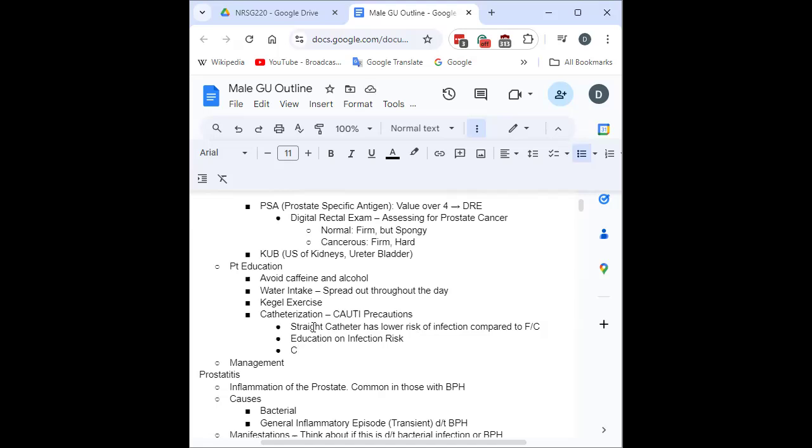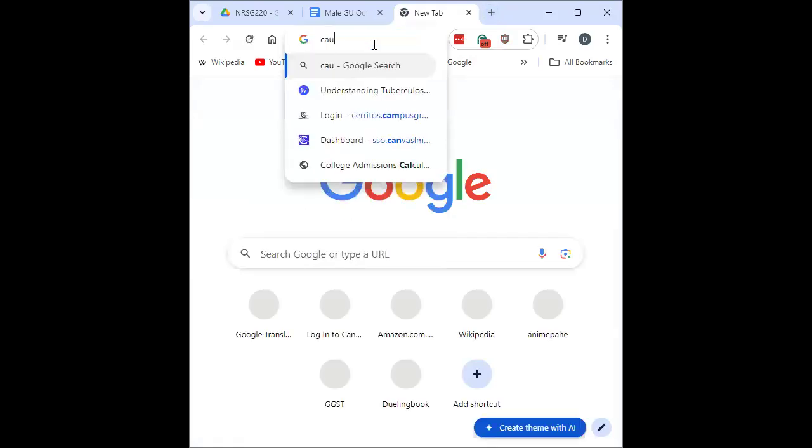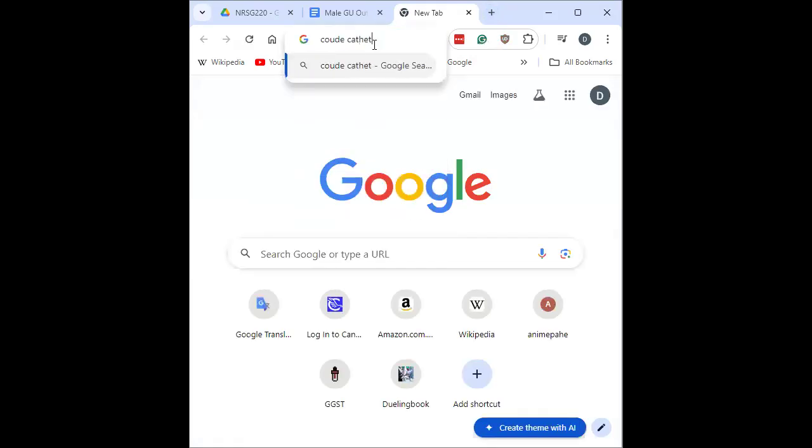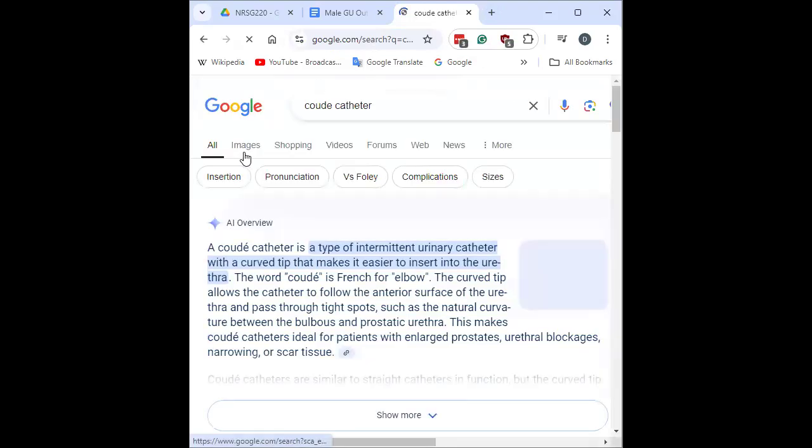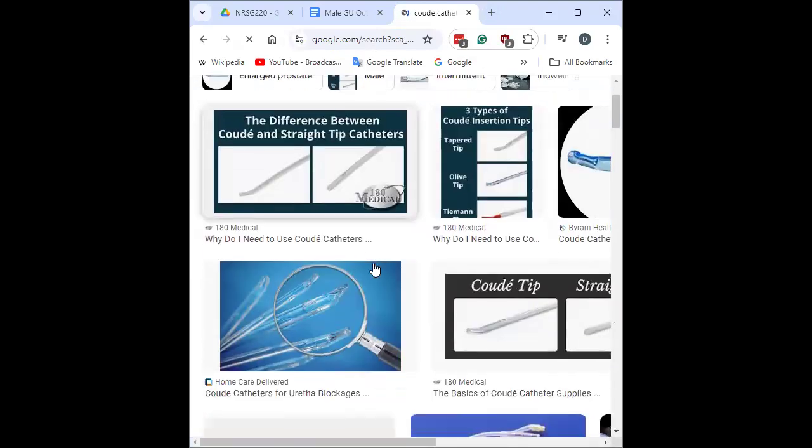So straight cath and intermittent are the same thing. Not a condom catheter. Coude, yeah, that's correct. I think it's spelled like this, with an E with the accent. Coude catheter. So let's take a look at what that looks like. This is all the way back from 210. Apparently it's French for elbow.